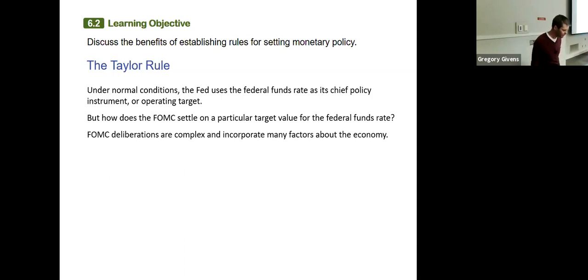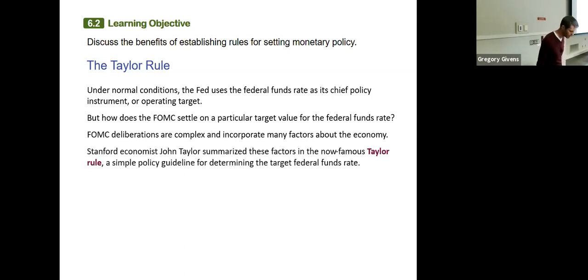In a very famous research paper that was published in the early 90s, macroeconomist John Taylor was able to show that he could actually summarize all of these many factors that get accounted for in these FOMC meetings by using what he called a simple rule for monetary policy. This rule has become so ubiquitous in monetary economics that it goes today by the name of the Taylor Rule, after economist John Taylor.